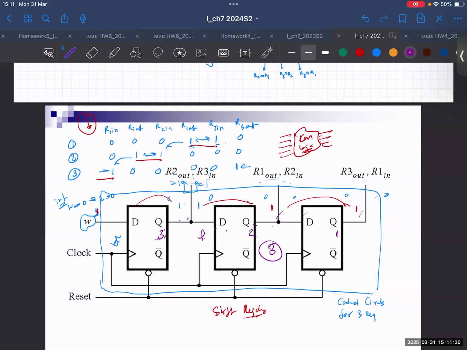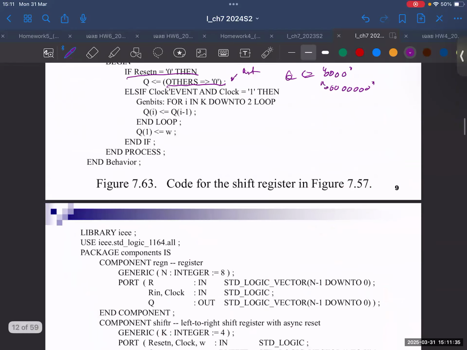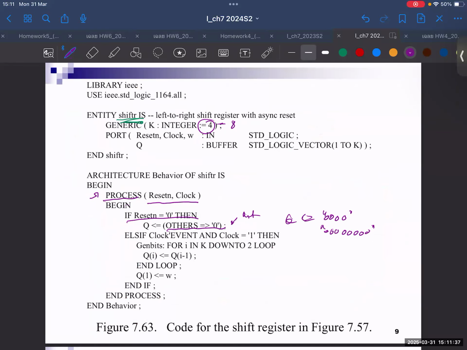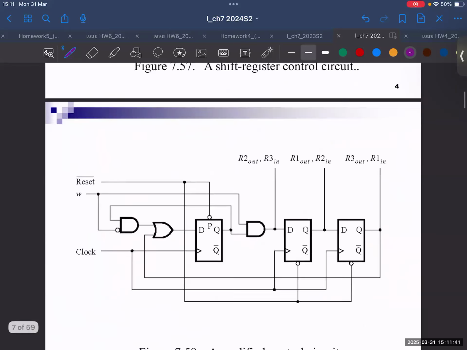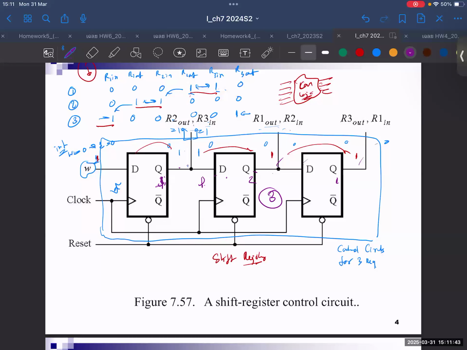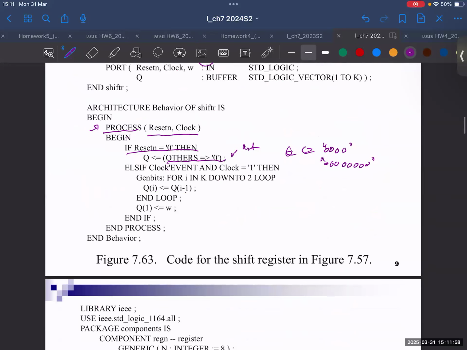Oh, sorry, Q2 gets Q3, right? Sorry, it has to be this way. This is Q1, Q2, and Q3. So Q3 gets Q2, right? Q2 will jump to Q3, and Q1 gets Q2. Basically, this is what the shift register does. Yeah, this is how to implement it.